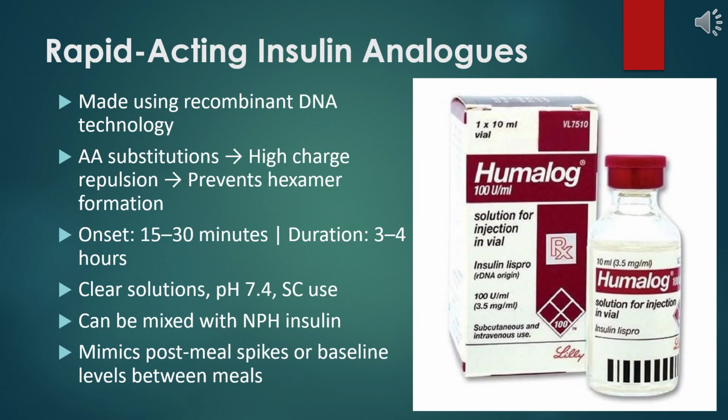Rapid-acting insulin analogues. They are created through recombinant DNA technology by modifying specific amino acids in human insulin. These changes increase electrostatic repulsion, preventing insulin from forming hexamers. As a result, monomers are quickly absorbed into the blood, producing a faster onset of action, ideal for managing blood glucose surges between meals or maintaining levels between meals.